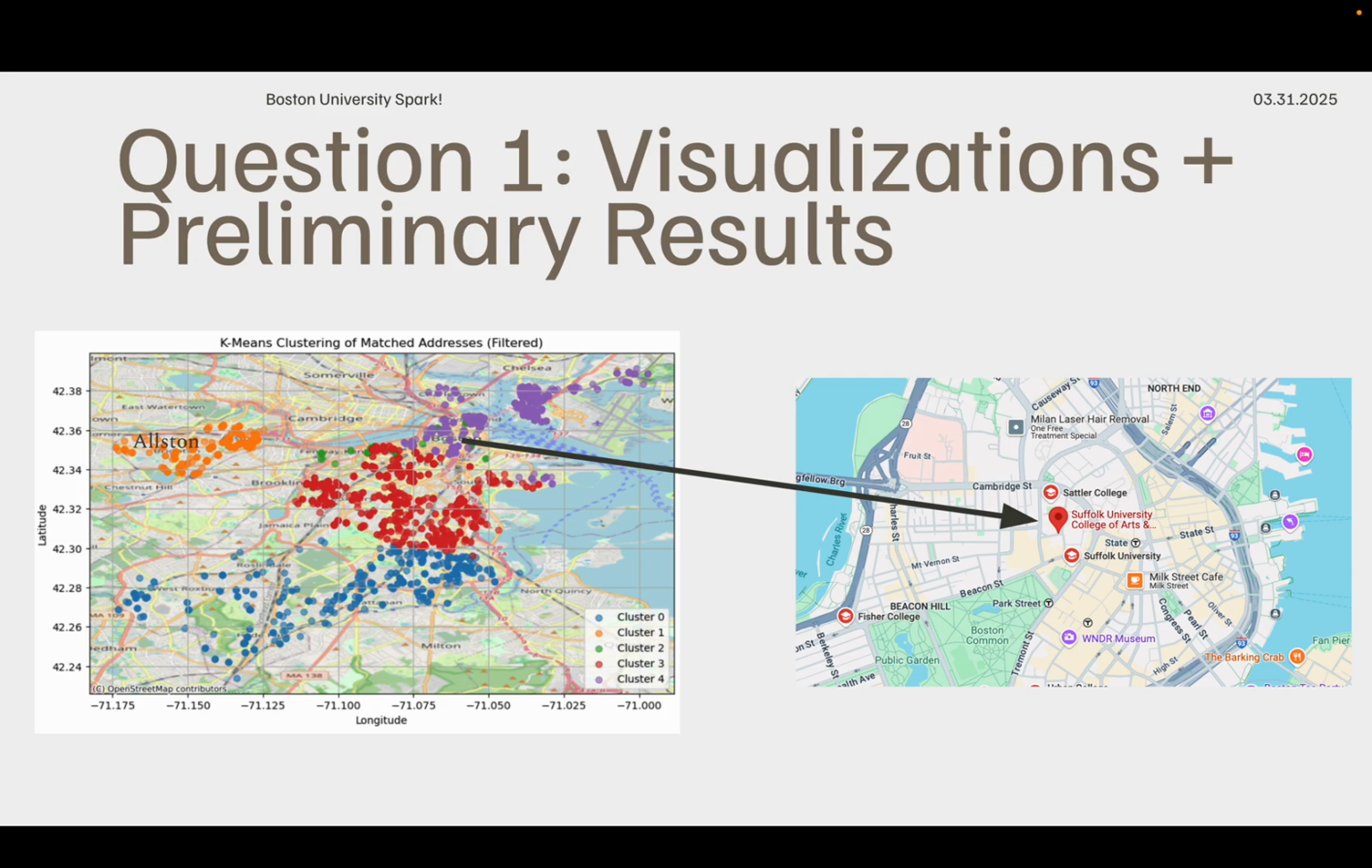Here, we have a graph showing the k-means, where k equals 5, to group the addresses based on geographic coordinates, and the orange section basically shows Allston and so on. On the next page, I'm going to be exploring more in depth what these clusters mean.